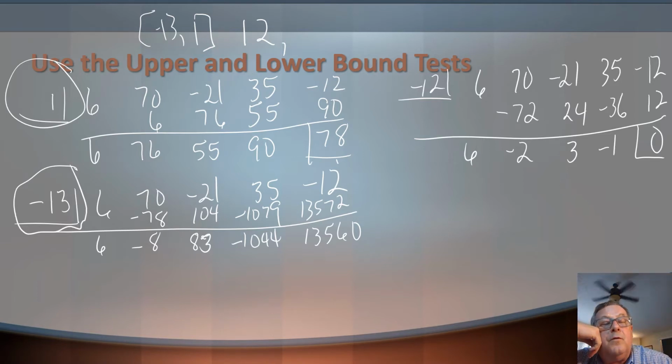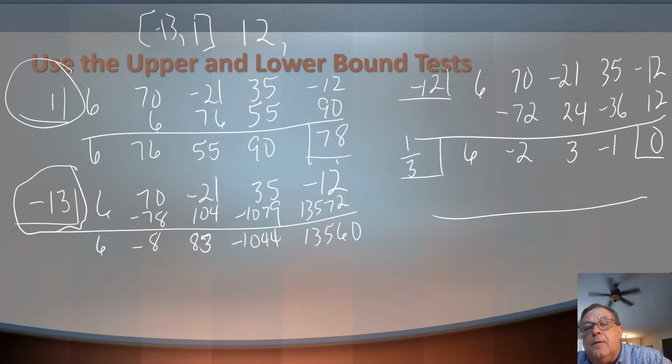Well, we know that 1 was an upper bound. And we had several possibilities in there: 1/3, 1/2, 1/6, 2/3. All of those were less than 1, between 0 and 1. Well, let's try 1/3 on this depressed polynomial here. Bring down the 6. 1/3 times 6 is 2. Negative 2 plus 2 is 0.